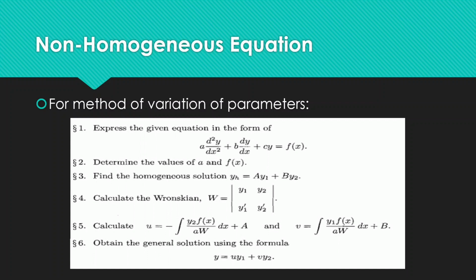Fifth, calculate u equal to negative integration of y2 f(x) over aw plus a, and v equal to integration of y1 f(x) over aw plus b. And finally, obtain the general solution using the formula y equal to u y1 plus v y2.